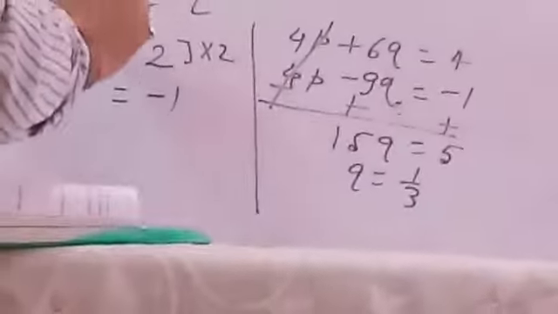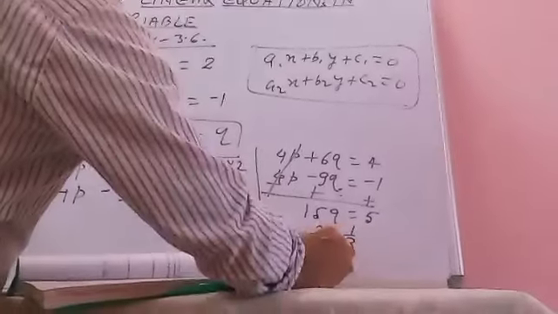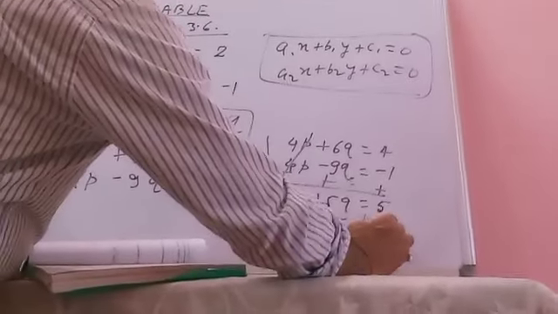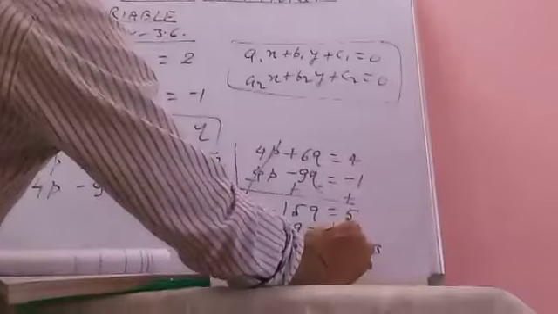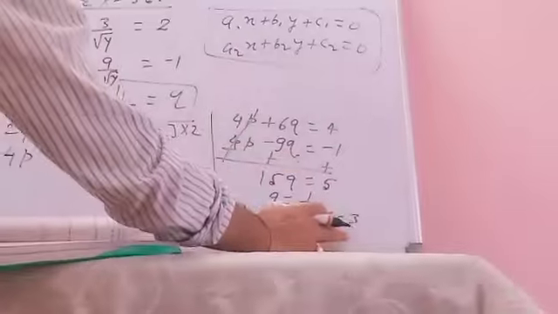What we assumed is 1 by root y is equal to q. So 1 by root y is equal to 1 by 3. So root y is equal to 3, so y is equal to 9. Y is equal to 9.